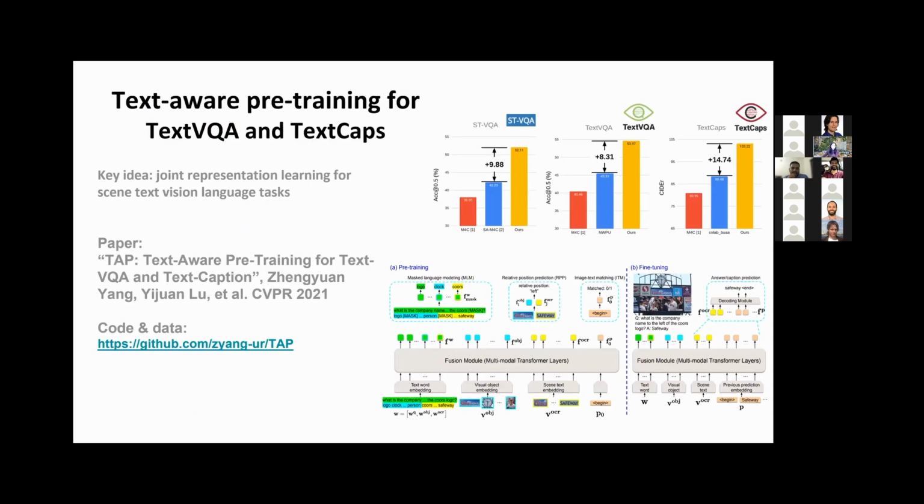In conclusion, we propose text-aware pre-training for TextVQA and text captioning. The model significantly improves the performance of text-based vision-language tasks by generating a better joint representation between text words, visual objects, and the text. This work has been published at CVPR 2021, and we have released our code and dataset here. For more information, please come and chat with us. Okay, thank you so much for your attendance, and I'm happy to take any questions.